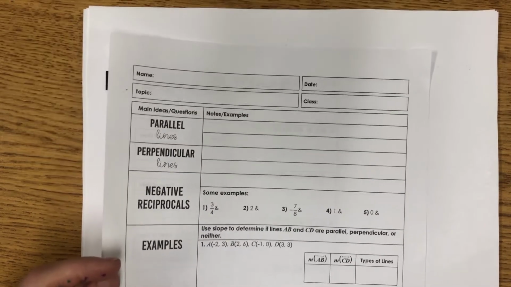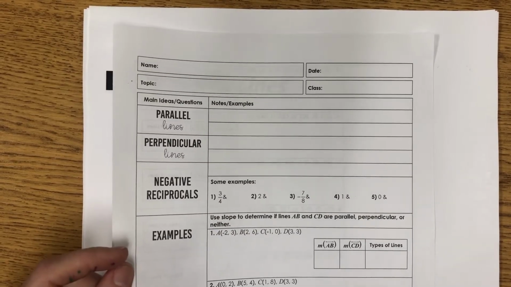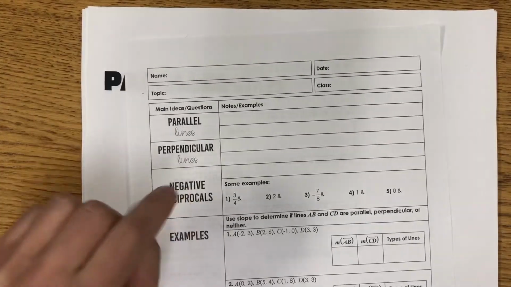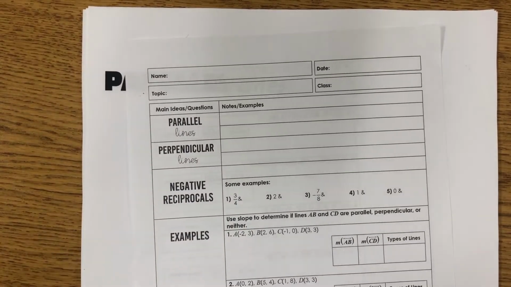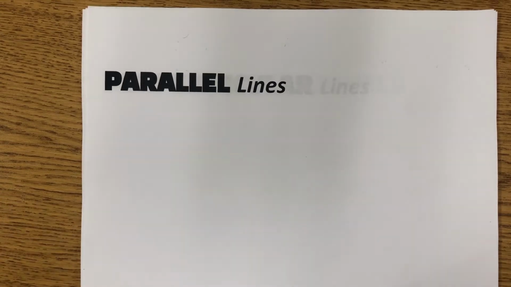The notes that you're going to look at are going to be using these note outlines, so go ahead and print this out or have it, and we are going to follow along with these notes. We're going to look at parallel lines, perpendicular lines, negative reciprocals, and then do a few examples. So let's go ahead and do that.